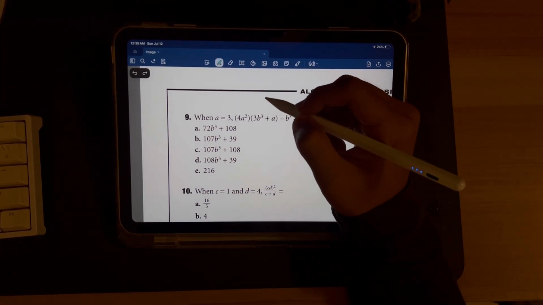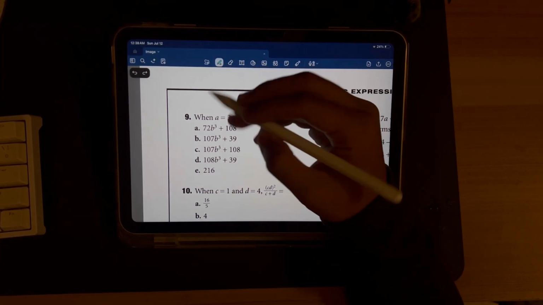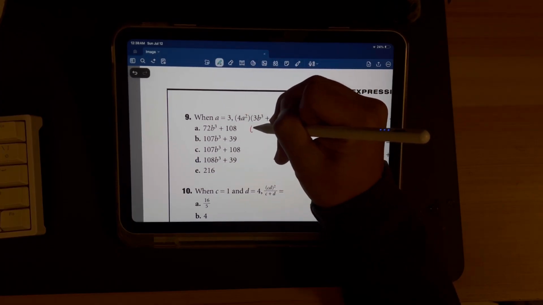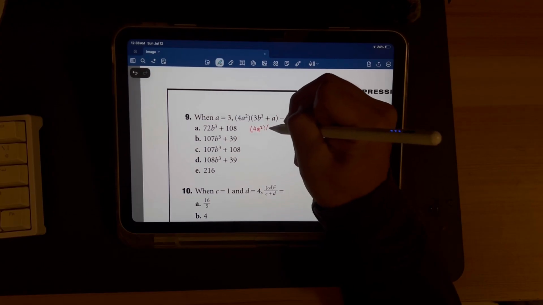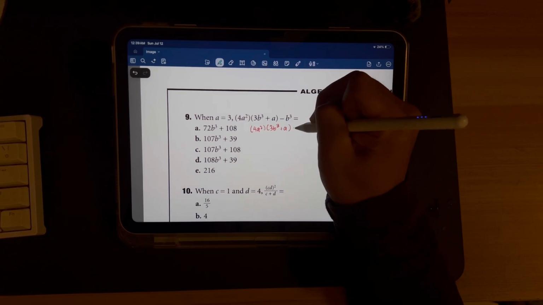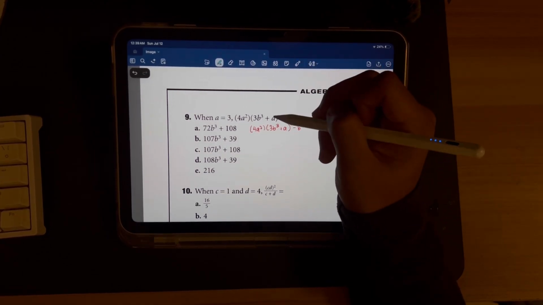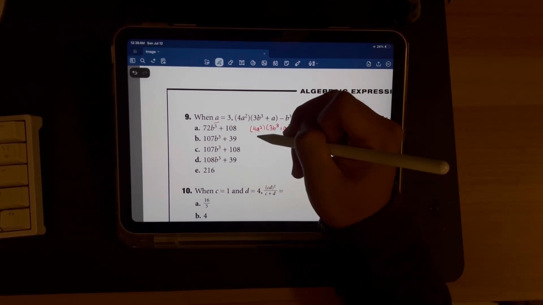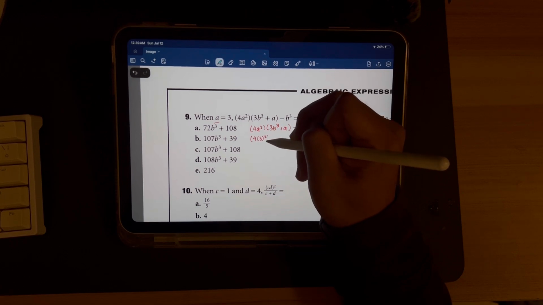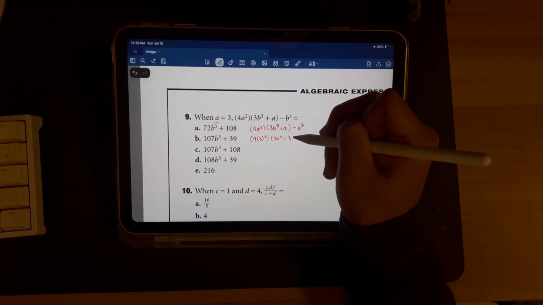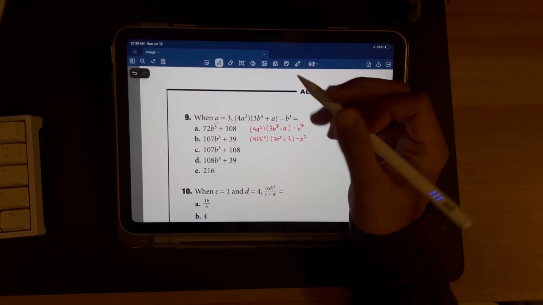Now for the ninth problem, we are again asked to substitute a value, which is a equal to 3. So let's first rewrite the whole equation. 4a squared multiplied by 3b cubed plus a minus b cubed. Now, in order to find the final value, we are going to substitute the a's. Let's replace them. 4 multiplied by 3 squared multiplied by 3b cubed plus 3 minus b cubed.